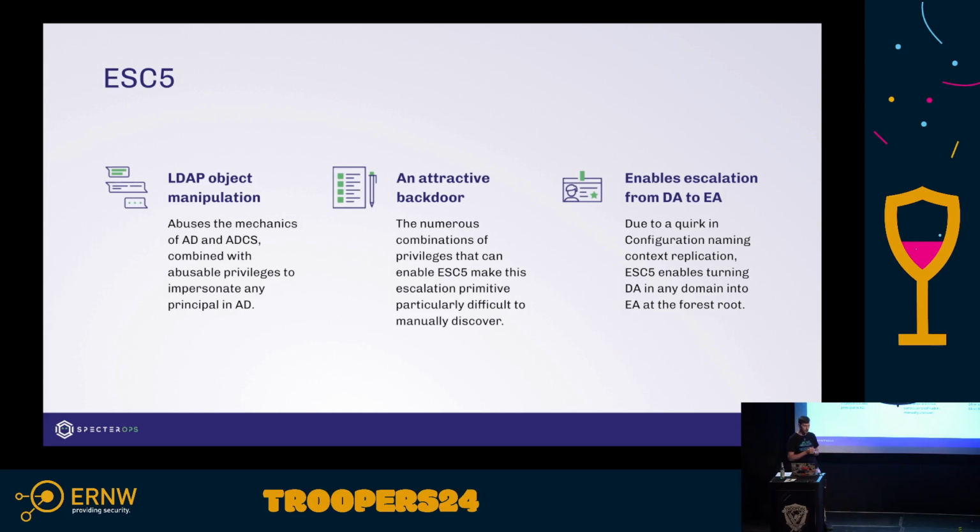Because of that complexity, it's very hard to find. It's very hard to identify, not just as a red teamer, but also as a defender. That, as an attacker, makes escalation 5 a very attractive backdoor, because the permissions that can be put into place in very surgical ways can just fly under the radar. And as a bonus, escalation 5 uniquely enables escalation from domain admin to enterprise admin because of a certain behavior with the configuration naming context and how it replicates in the forest. I'll explain more about that when we get there.